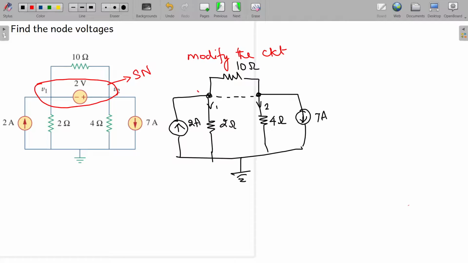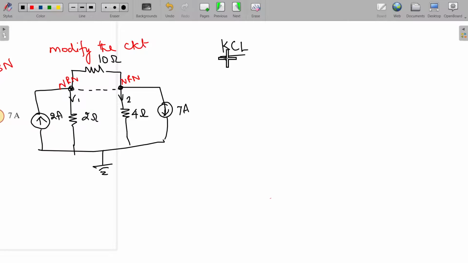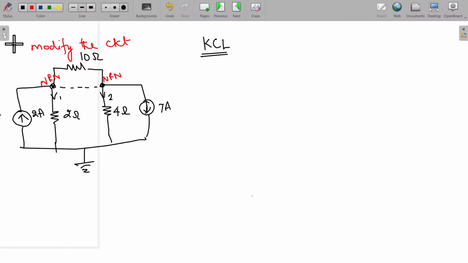So this is one non-reference node, and this is another non-reference node. So we should apply KCL. We must mark the currents in each and every branch. In this branch the current is available, and in this branch no current is marked. So let me take it as I1 current downwards. Here also no current is given, so let me take this as I2 current. Then on this branch the 7 amps current is available, and through this 10 ohm resistance we mark the current like this. Let me name this as I3 current.